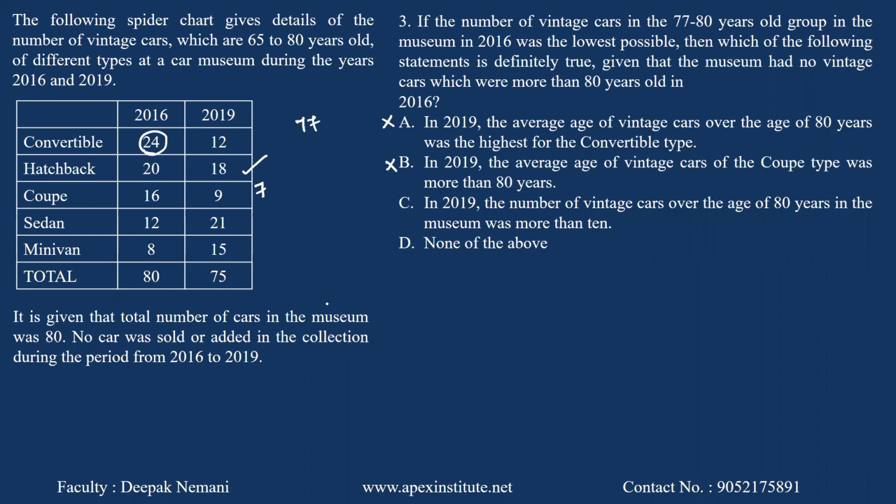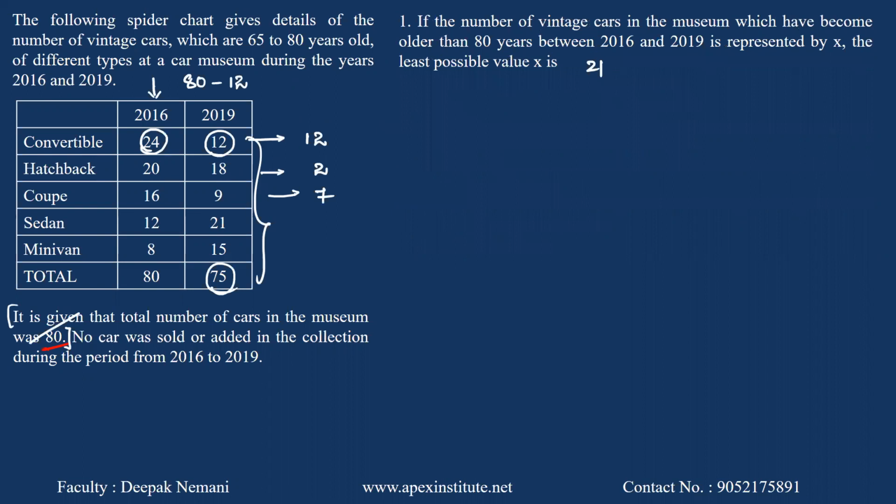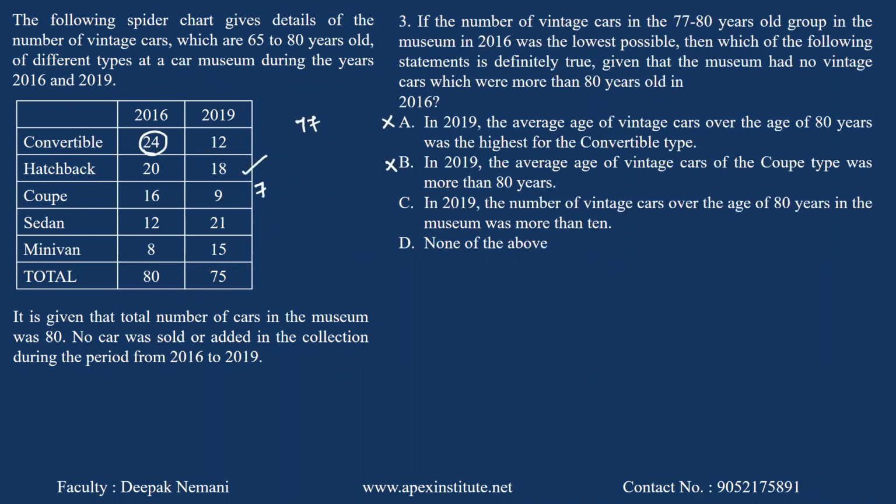Now, in 2019, the number of vintage cars over the age of 80 years in the museum was more than 10. Perfect. This is the right answer, which we have solved for question 1. Only if I neglect this statement, it is given that the total number of cars in the museum was 80. So C should be the answer for this question.